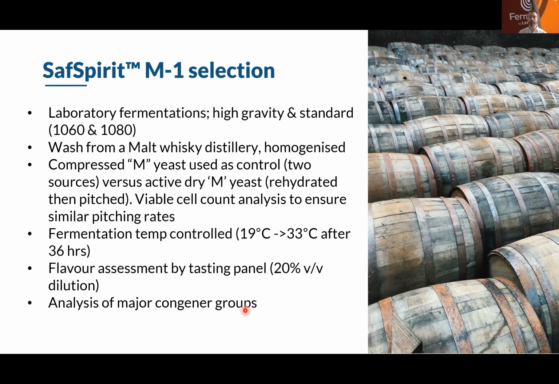The Saspirit M1 selection was made with a lot of laboratory trials at standard and high gravity. We used a wash directly from our distillery that was homogenized before fermentation, and we used compressed M-type yeast as control from several sources. In the fermentation conditions, the starting temperature was pretty low at 19 degrees, allowing the heat of the yeast to raise the temperature up to 33 degrees Celsius after 36 hours. And then it was distilled, diluted back to 20%, analyzed and also tasted by a panel.